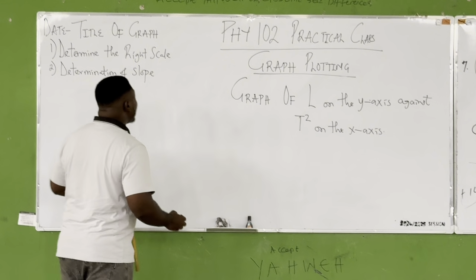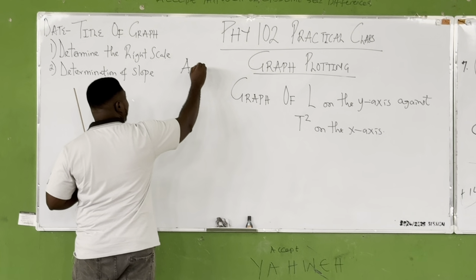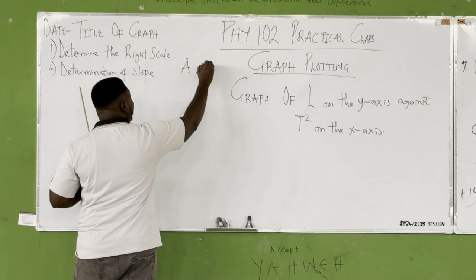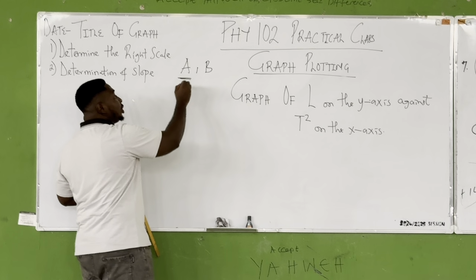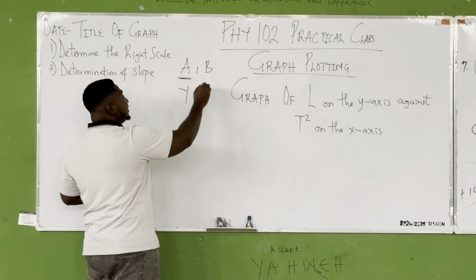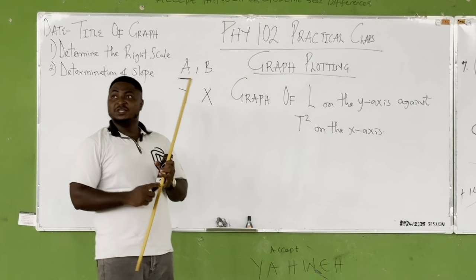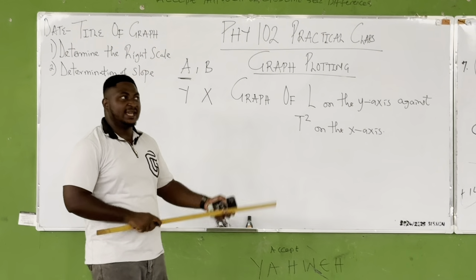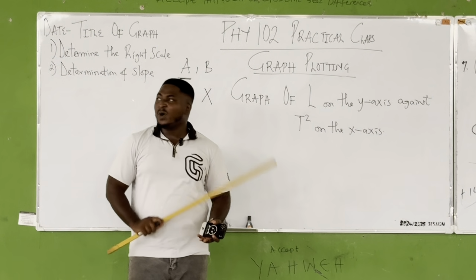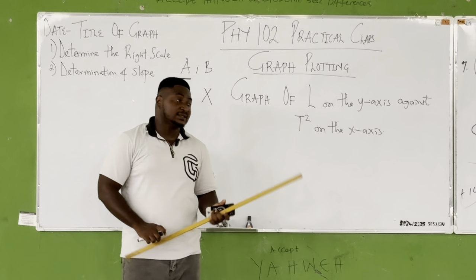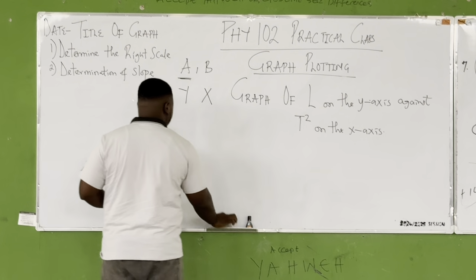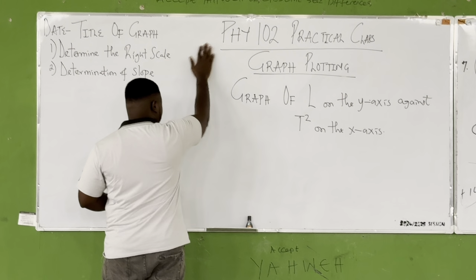Class, anytime you have to plot a graph of A against B, note that the first quantity mentioned is going to be on the y-axis. The second quantity mentioned is going to be on the x-axis. So if they say you should plot a graph of D against E, D will be on the y-axis. E will be on the x-axis. Very, very important. So please take note of that.